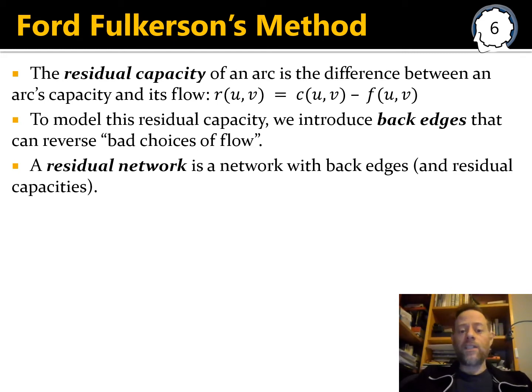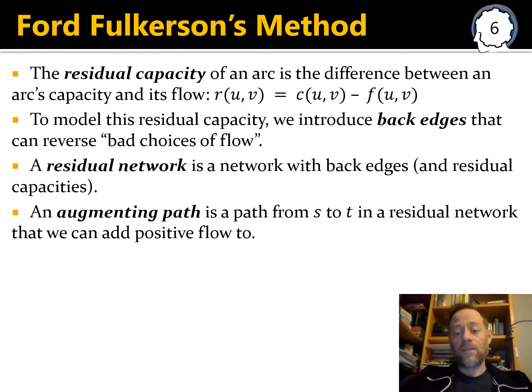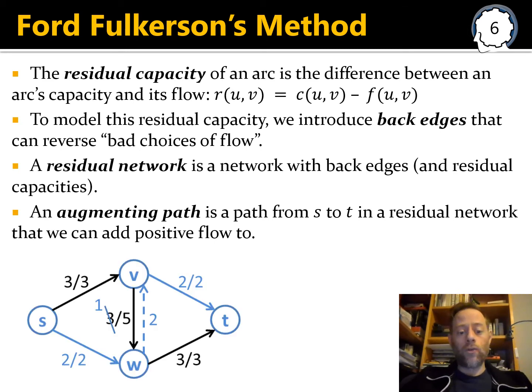And now we can create a residual network. It's a network with back edges that have this kind of residual capacity, so the difference. And an augmenting path is a path from S to T in a residual network that we can add positive flow to. So if we take this particular example here, we have added a back edge from W to V, and now we can find a path from S to W to V to T, so basically reversing this flow.